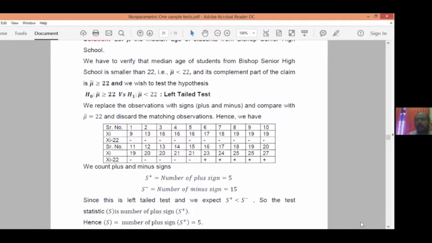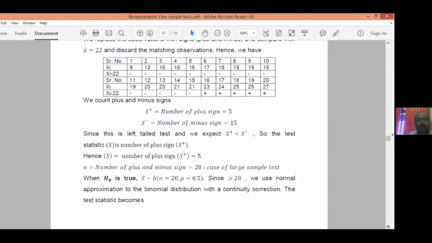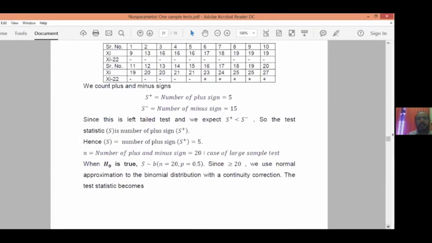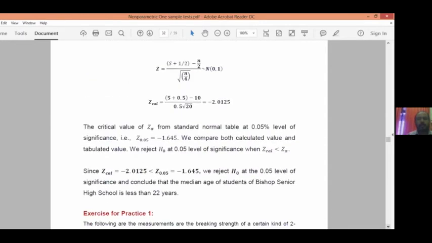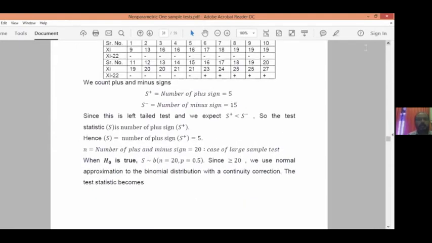From this table we got this, and since it's a left-tailed test, we expect the number of plus signs to be smaller than the number of minus signs. The test statistic will be the number of plus signs. So this is the rule. Since it is a large sample, this test statistic follows a binomial distribution with n equal to 20 and p equal to 0.5. Since n is greater than or equal to 20, we use the normal approximation to the binomial distribution with continuity correction.